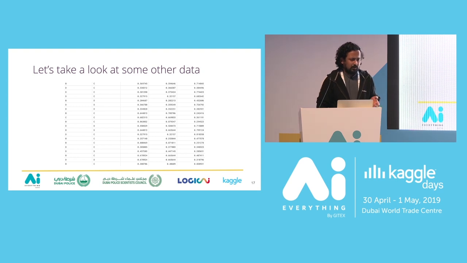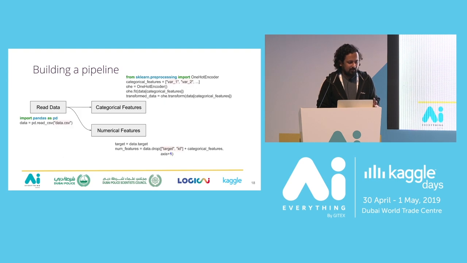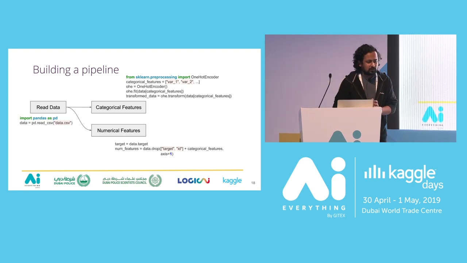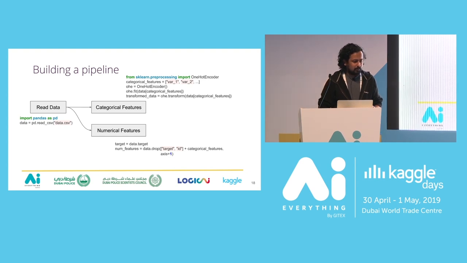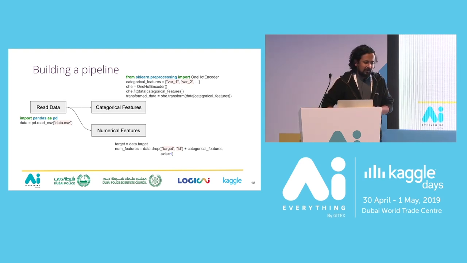To handle any kind of data like this one, we build a pipeline. We have to read the data, obviously, and I like pandas. Then you have the categorical features. For categorical features, you can go for one-hot encoding. I'm using scikit-learn, and you can specify like var1 or var2, which vars are categorical. And then you have the transformed data for that.